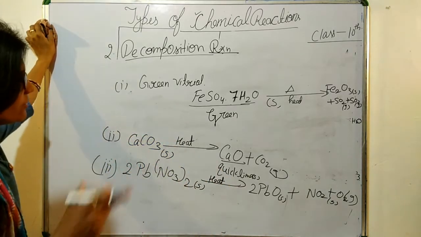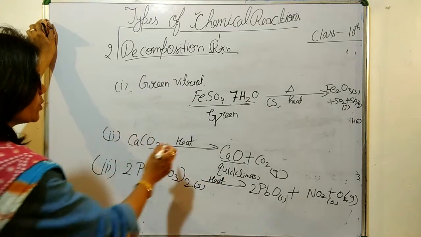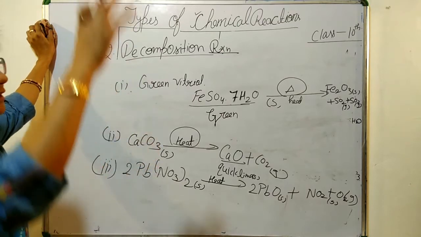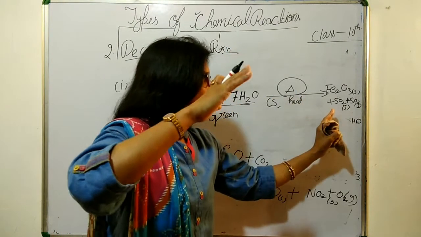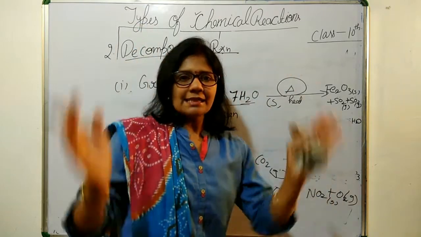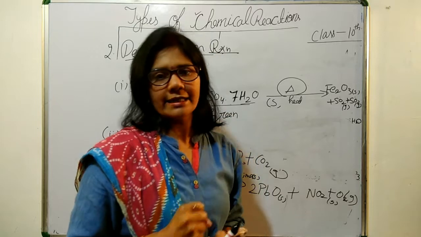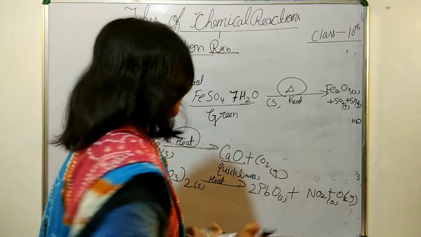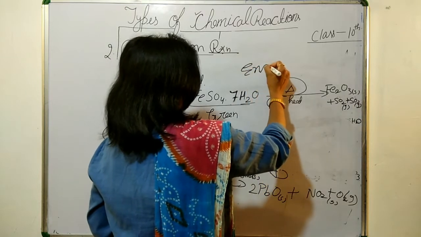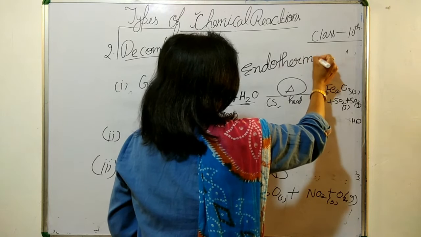One thing we observed is that in all these reactions we have to provide heat. Okay. And after that reaction, usually the temperature of the system decreases. It means this chemical reaction takes heat energy from outside. These reactions are called endothermic reactions. Endothermic reaction.